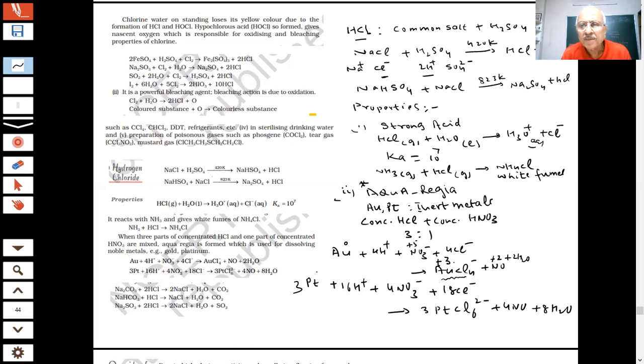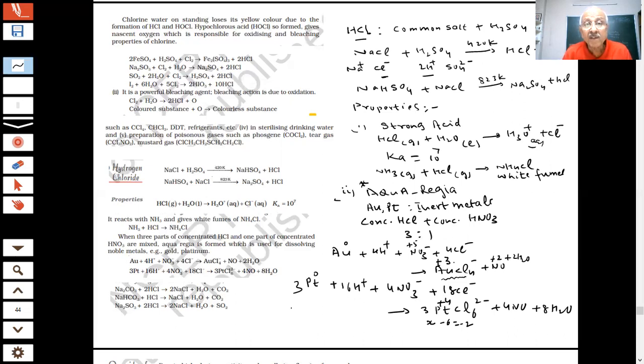From 0 to x minus 6 is equal to minus 2, so x is plus 4. So platinum is in plus 4 state, gold in plus 3 state. Aqua regia is useful, as we have told you, in the recovery of gold and platinum, which are very costly noble metals. They are not attacked by any acid, they dissolve only in aqua regia.